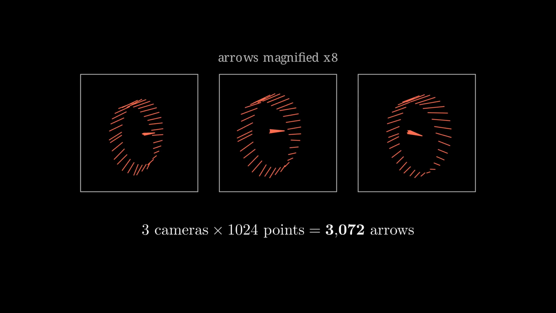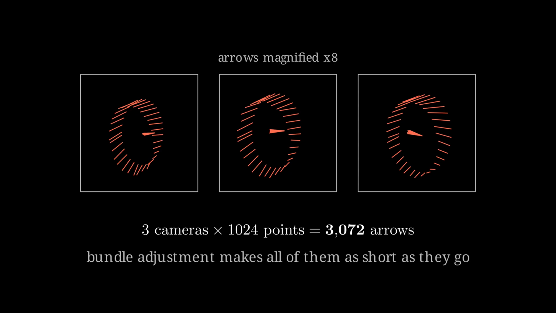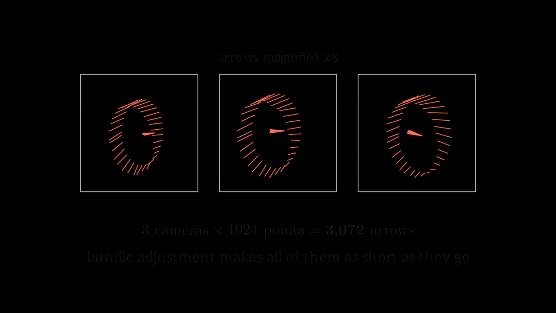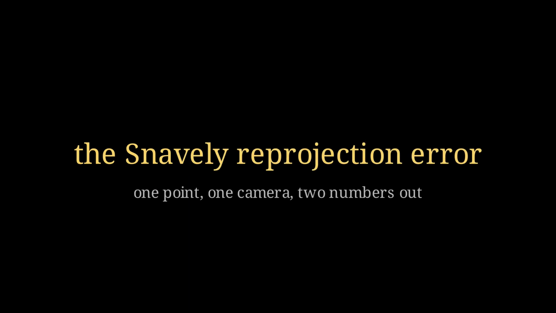Now do it for every point in every photograph. 3 cameras, 1,024 points, 3,072 arrows. Bundle adjustment grabs all the cameras and all the 3D points at once and shuffles them around until those arrows are collectively as short as they can possibly be. And the function we're about to read is the one that computes a single arrow. 1 point, 1 camera, 2 numbers out. It's called the SnavelyReprojectionError, and it is probably the most copy-pasted piece of code in 3-dimensional vision. So let's go and look at it.